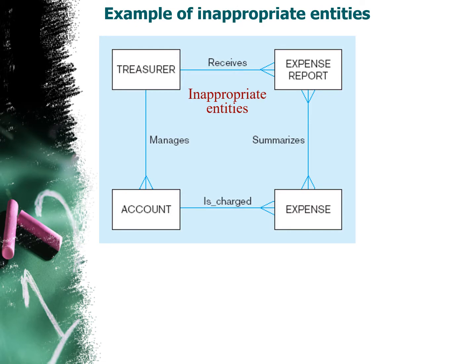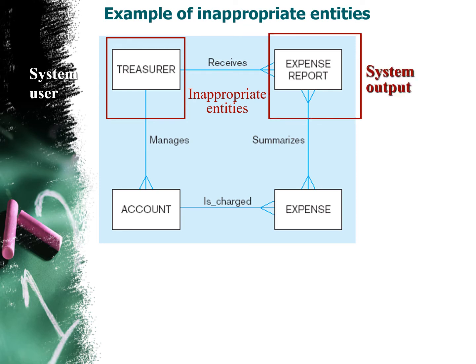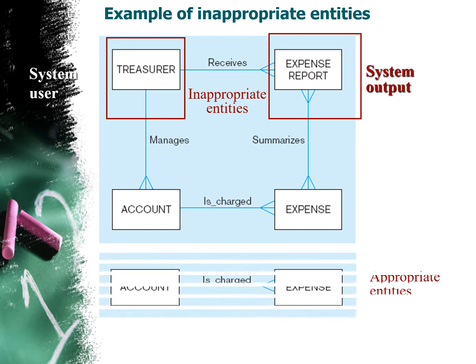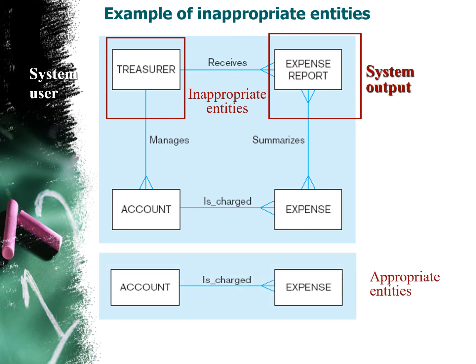This slide illustrates an example of inappropriate entities: treasurer, expense report, account, and expense. A treasurer is a system user, and a report is a system output, so they are not ideal entities. The treasurer could be referred to as an employee, or it could simply be that an account is charged with expense. Those would be the appropriate entities. It doesn't need those two at the top.